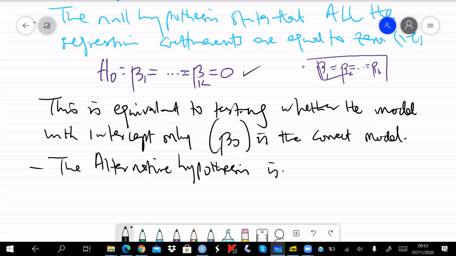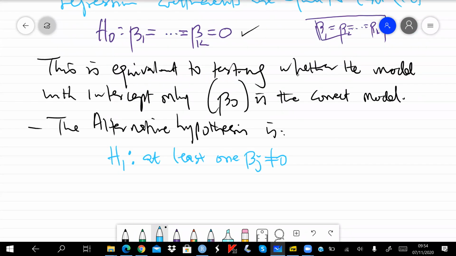Okay. The alternative hypothesis is given by H1, and you say that at least one beta j is not 0, at least one of them. So if you get just one of them which is significant, then you reject the entire null hypothesis. As you can see, the null hypothesis is a very strong statement that each one of them is insignificant.